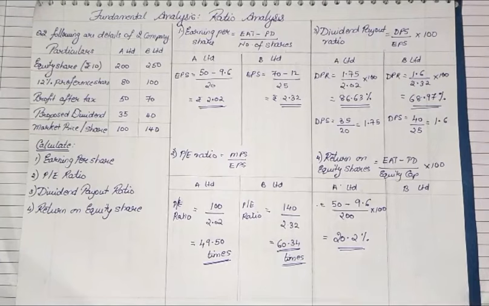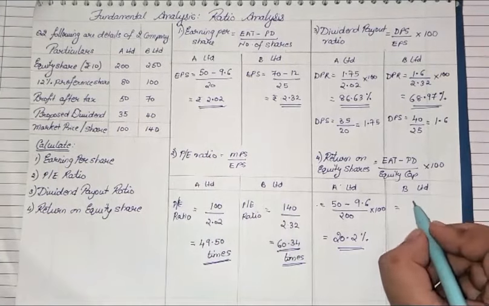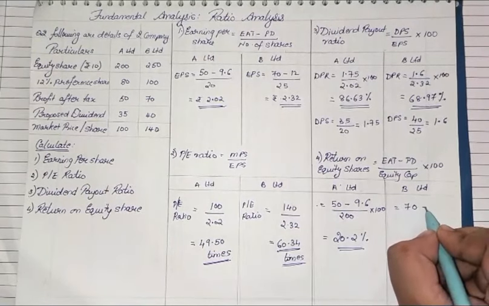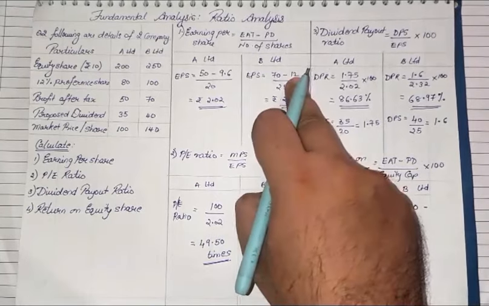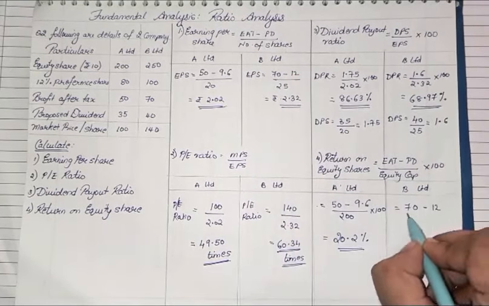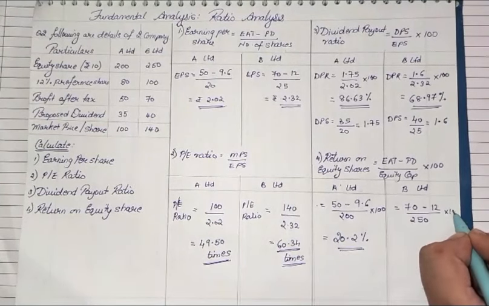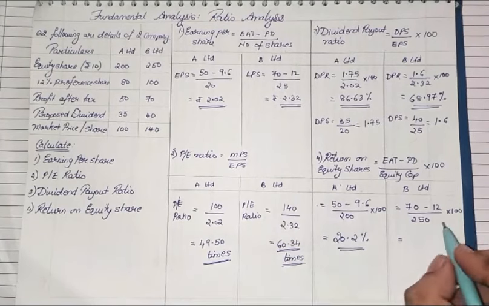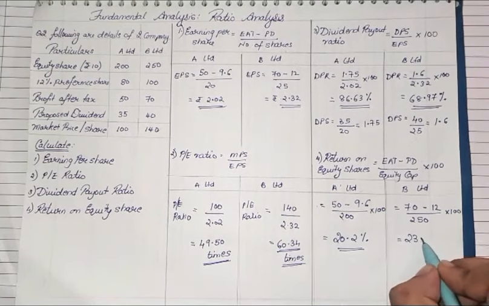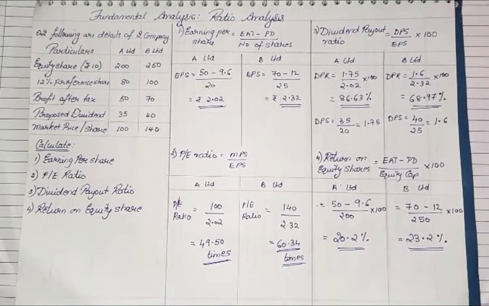Same way we need it for B Limited. So again, earning after tax was 70 minus preference dividend, which we have already found, which is 12, divided by the total capital, which is 250, into 100. So you subtract, you divide, you multiply, you get your final answer as 23.2%. So with that, our second sum has also been completed.